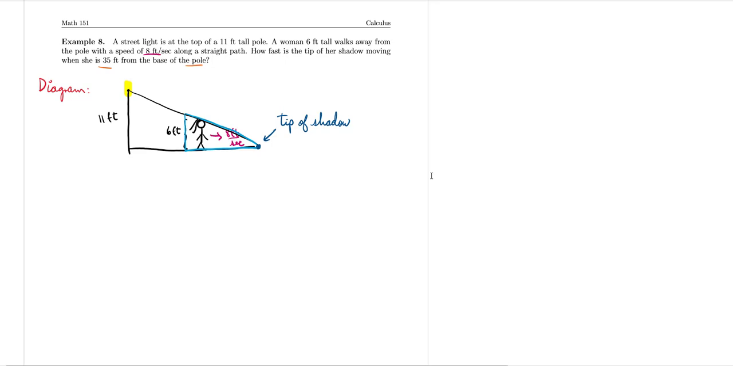So what I'm going to be doing here is I'm going to define two variables. I'm going to define the variable L to be the distance of the tip of the shadow from the base of the pole. I'll just put here distance of tip of the shadow from pole. So we have this full distance here to be a distance of L.